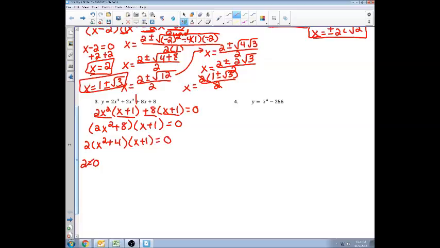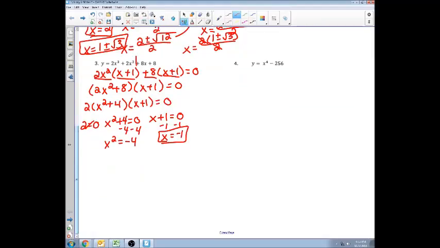Well, 2 does not equal 0. X squared plus 4 would equal 0, and x plus 1 equals 0. X plus 1 is pretty easy. I just subtract 1. X squared plus 4, I need to subtract my 4. That would leave me with x squared is equal to negative 4.